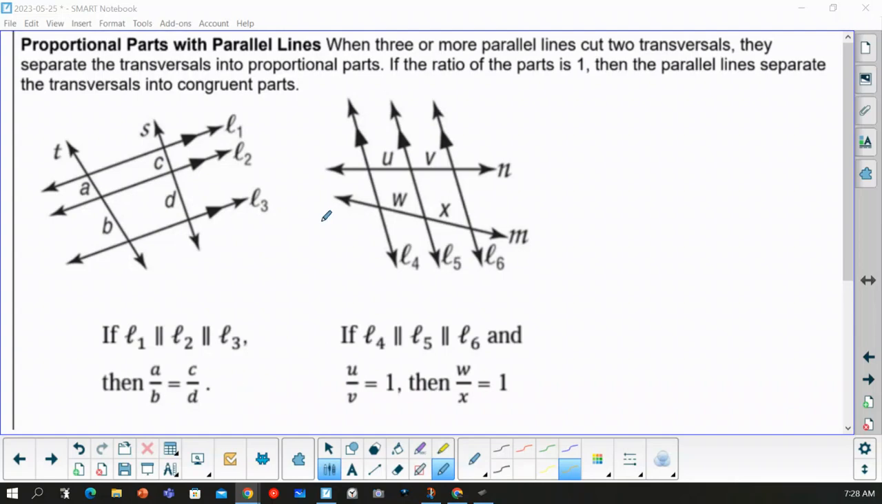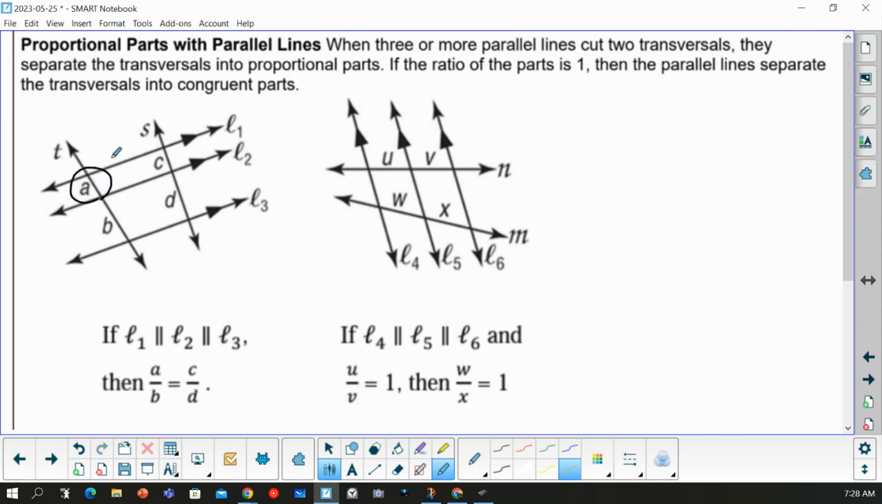Mr. Harmless here, and we're working on these parallel lines, proportional parts. And notice we don't have the triangle. You could make a triangle, like if this line kept going and this line kept going, it'd be a really tall triangle. And so it's technically the same idea we're dealing with here. It's saying if you've got three parallel lines, they're also going to create proportional parts.